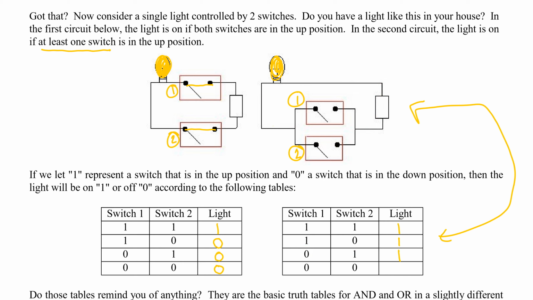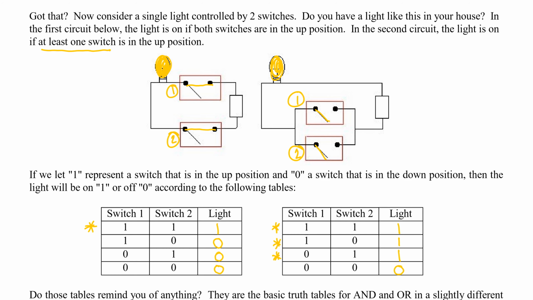The final possibility here, both switches are down, and in that case the loop is broken, so the light would be off. Now, if your house is wired that way, that's more convenient, because notice in that case, I could either have both switches on, I could have one in the up position or the other one in the up position in order to turn the light on. That means I don't have to have both switches turned on in order to turn the light on.